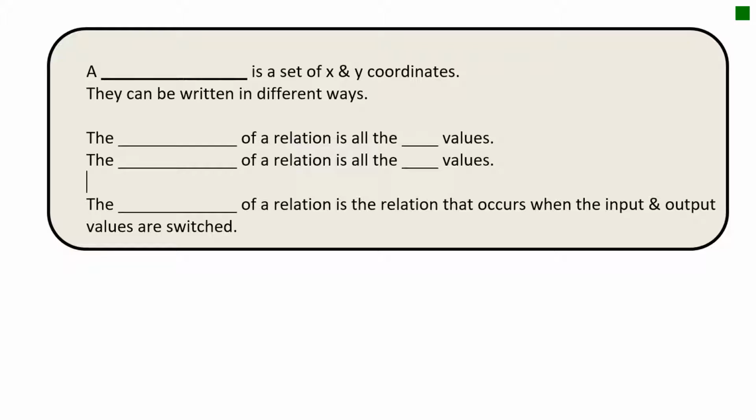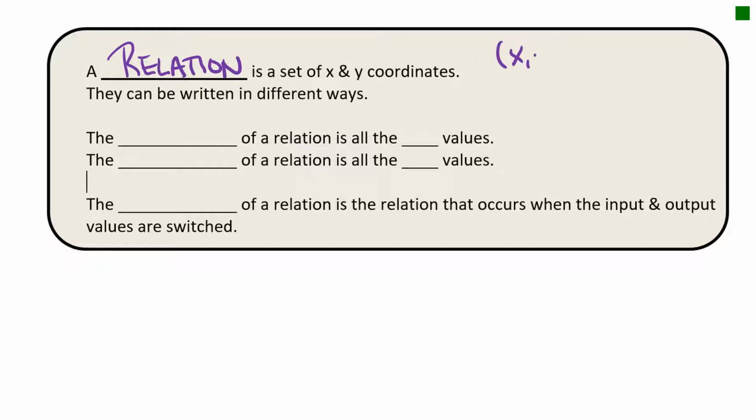And we've got this little definition here. You're going to want to write this one down. You know how when things are in boxes, they're important? That's what we've got going on here. So a relation is a set of x and y coordinates, and they can be written in different ways.